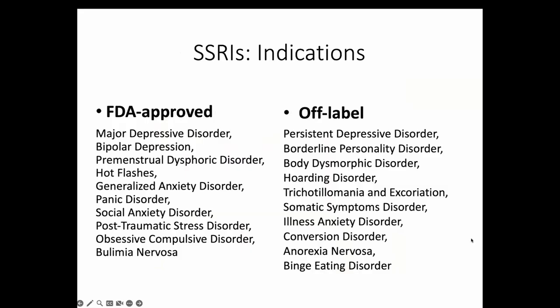So, indications of SSRIs. We have FDA-approved indications for which we use them. They're mainly depressive and anxiety disorders: major depressive disorder, bipolar depression, premenstrual dysphoric disorder, hot flashes, generalized anxiety disorder, panic disorder, social anxiety disorder, post-traumatic stress disorder, obsessive compulsive disorder, and bulimia nervosa. But we also use them frequently for off-label reasons like persistent depressive disorder, borderline personality disorder, body dysmorphic disorder, hoarding disorder, trichotillomania, somatic symptom disorder, illness anxiety, conversion, anorexia, and binge eating.